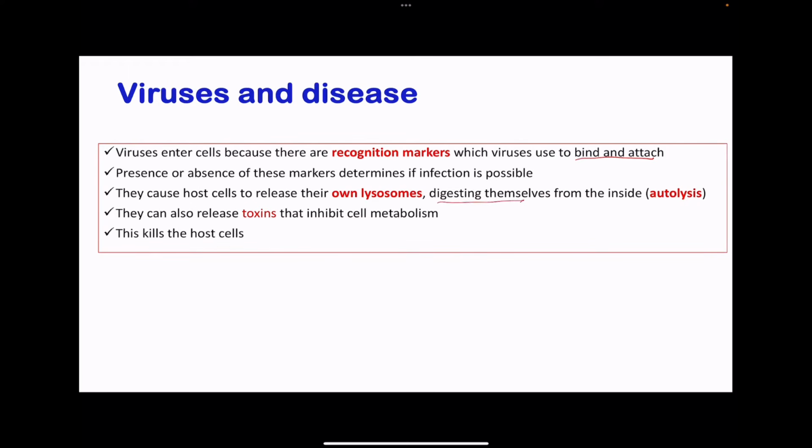And sometimes infected cells are going to produce some enzymes, and these enzymes can lead to the destruction of the cell. Sometimes they release toxins that are going to inhibit metabolism, and the cell is going to be destroyed.